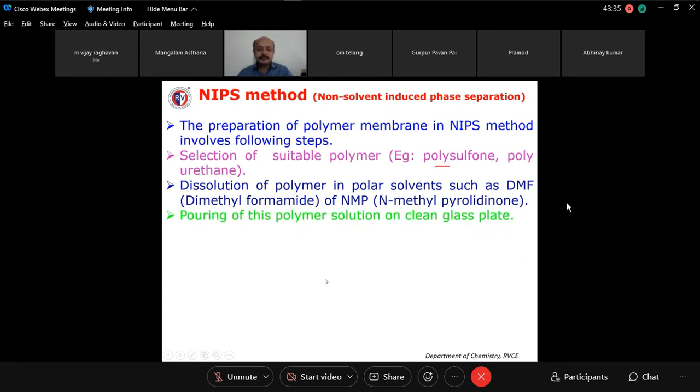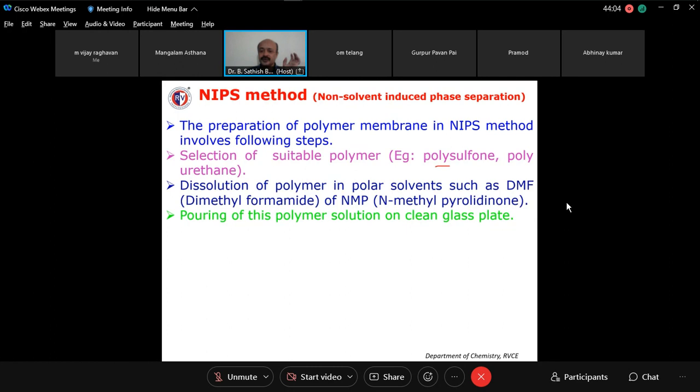Okay. Pouring of the polymer solution, that means first what you have to do, you have to select one suitable polymer, right? So here we are using a polysulfone and polyurethane, and you have to dissolve this selected polymer in one organic solvent, that is a polar solvent, which is miscible with the water. So usually we can use this DMF or NMP. Okay, you take any one of the solvents and dissolve it properly in the solvent.